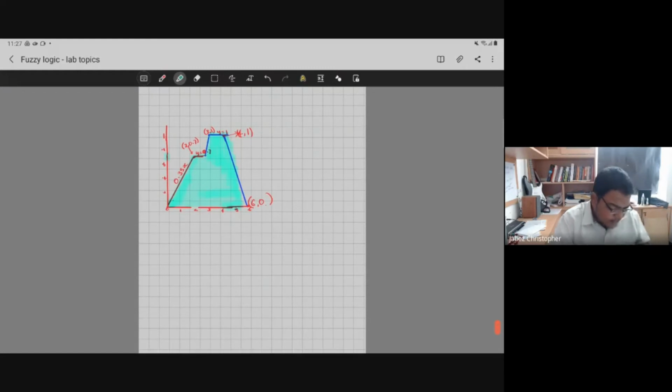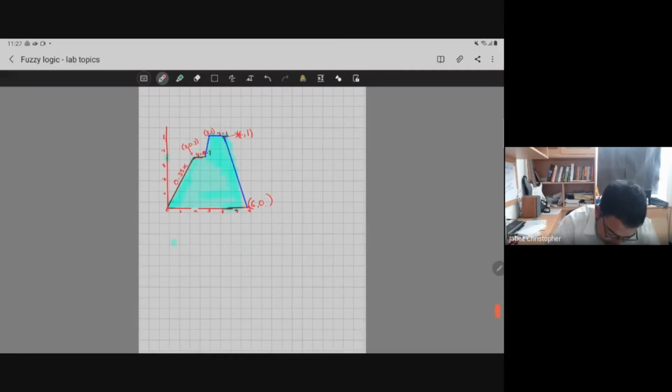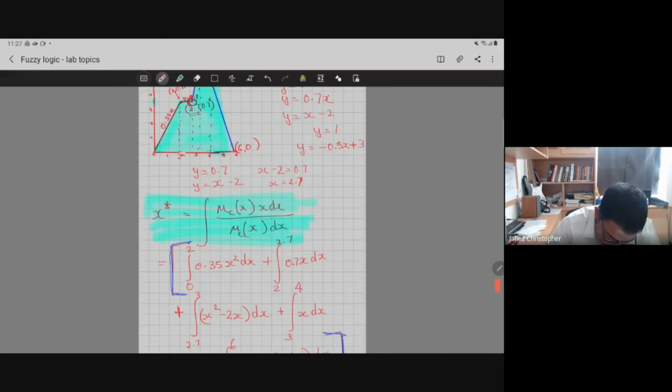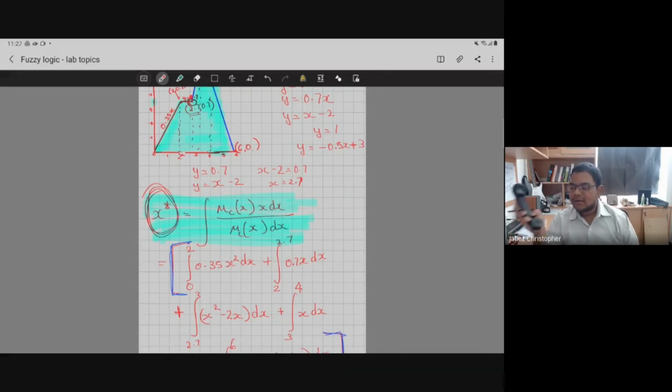So next one we'll go for is the weighted average. So, by the way, what is this X star? What is this X star?